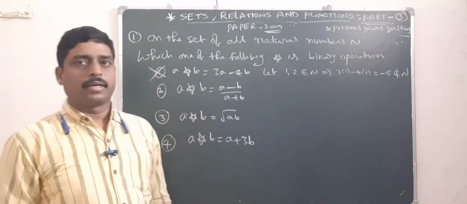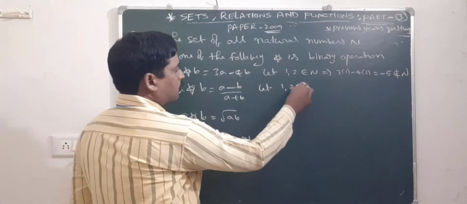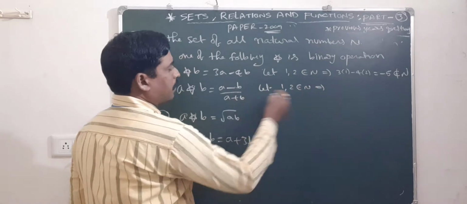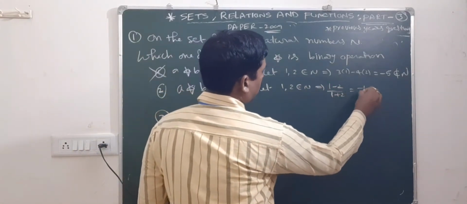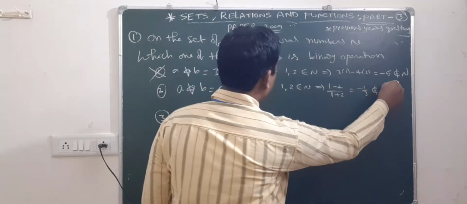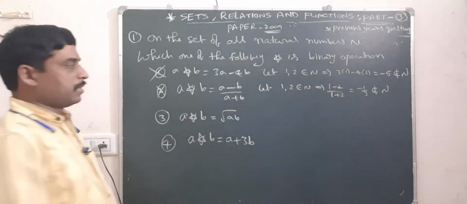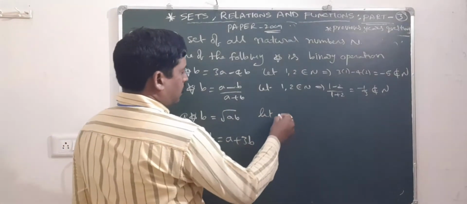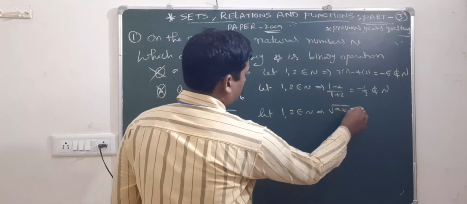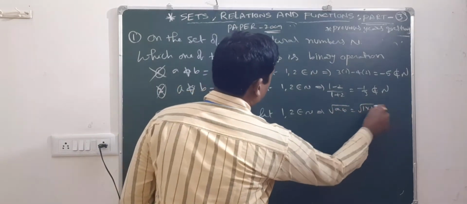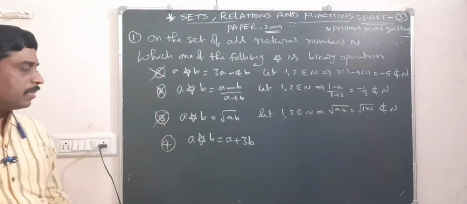So let us take the second option. Let us take a, b values 1 comma 2 belongs to N. This will be 1 minus 2 by 1 plus 2. This is equal to minus 1 by 3. It does not belong to natural numbers. So option 2 is wrong. Let us take the third option. Let us take 1, 2 belongs to N. Therefore root ab is root 1 into 2. This does not belong to natural numbers. So option 3 is also wrong.